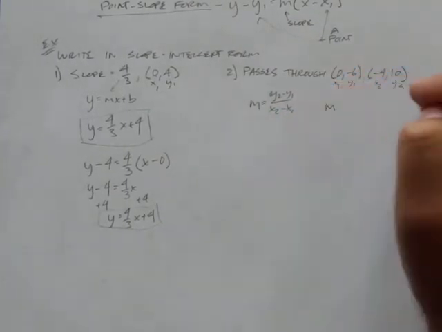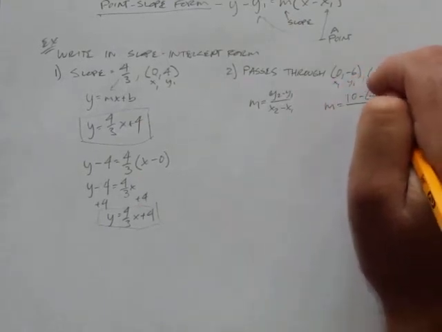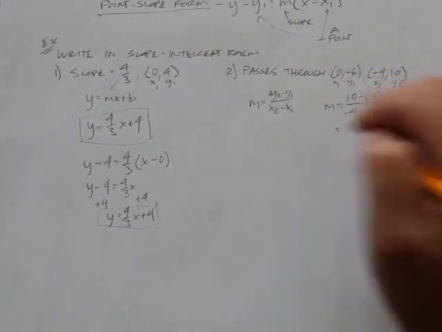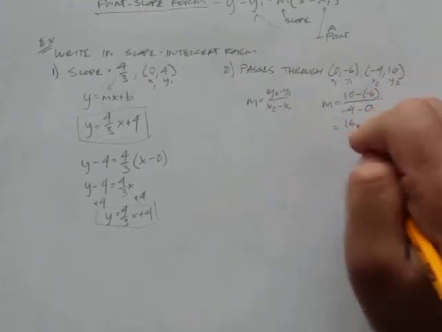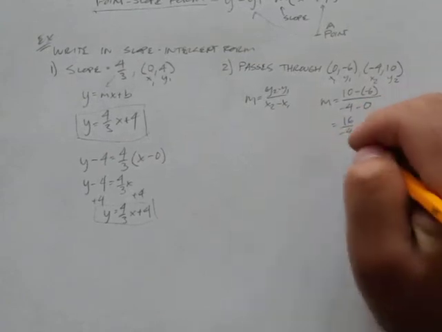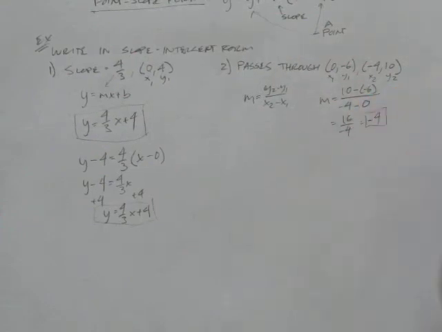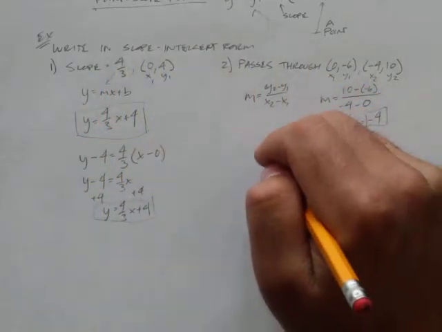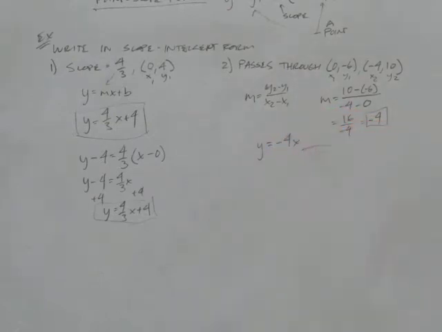So my slope is y2, which is 10, minus -6, over x2, which is -4, minus x1, which is 0. So my slope is 10 minus -6, so 10 plus 6, 16 over -4. So my slope then is -4. There's my slope. Now, I want to write this in slope-intercept form. So y equals my slope, which is -4x, and now I've got to figure out what this plus b is.